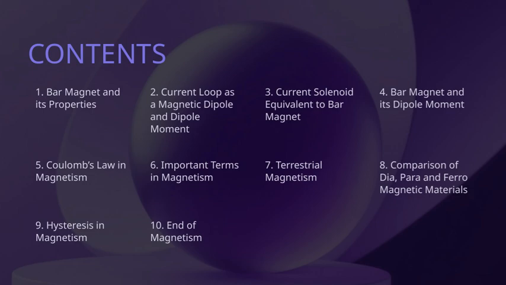Following that, Coulomb's law in magnetism describes the force between magnetic poles, analogous to electric charges. It helps us understand how magnetic poles interact and influences the design of magnetic circuits. Finally, we arrive at the properties of a bar magnet.